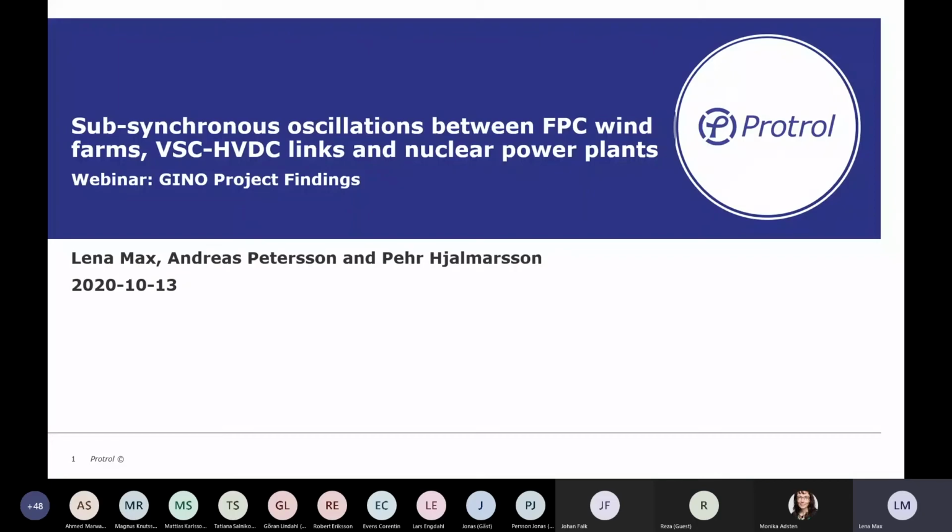My name is Lena Max, and together with my colleagues Andreas Petersson and Per Hjalmarsson, I have performed the study on subsynchronous oscillations between full power converter wind farms, voltage source converters, HVDC links, and nuclear power plants.